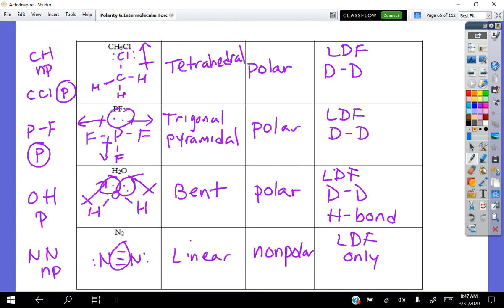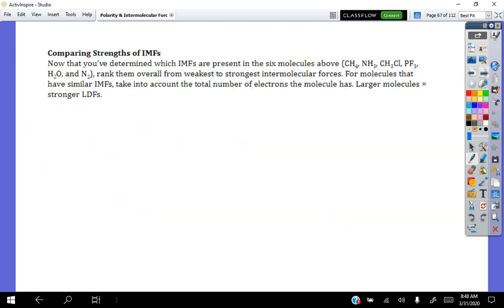The last thing I want to do is just link strengths to these because that will help us with our next lesson sequence. It says, now that you've determined which IMFs are present in the 6 molecules above, rank them from weakest to strongest intermolecular forces. For molecules that have similar IMFs, take into account the total number of electrons the molecule has. Larger molecules have stronger London dispersion forces.